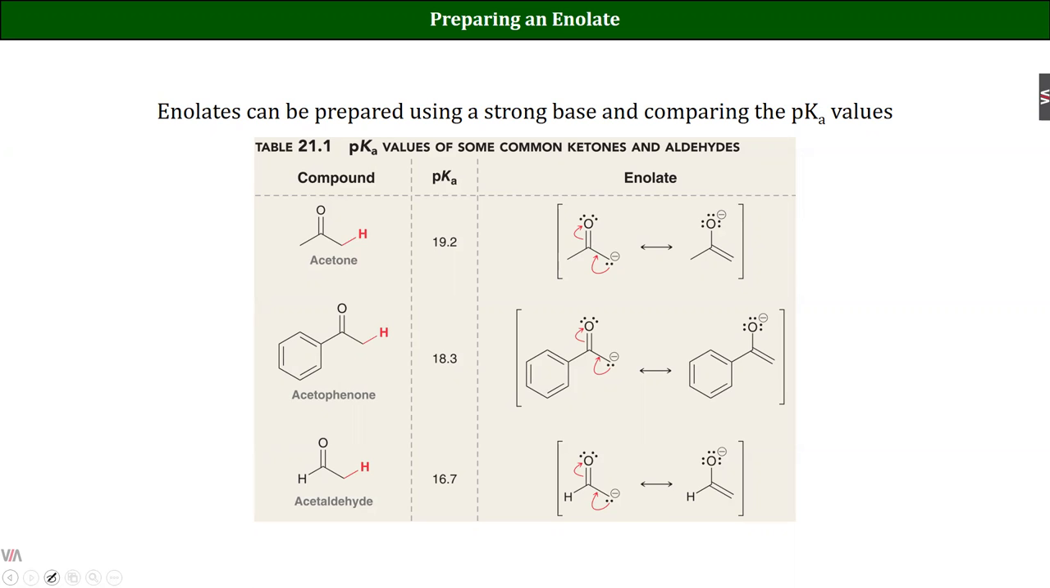So if we want to make these enolates, we do have to use something that's stronger, that's got a higher pKa than these. We want to make them reliably. Which means amide is a good choice, because amide has a pKa up around 30, I want to say.